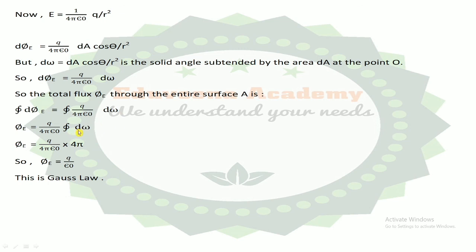Now the integration of d omega gives the result 4 pi. You have to remember this. So phi is equal to Q by 4 pi epsilon naught times the integration of d omega, and this integration gives 4 pi. So this 4 pi and 4 pi get cancelled, and we are left with phi equal to Q by epsilon naught. This is Gauss law. This is a very, very important law and has to be remembered. The application of Gauss law, we will learn in the next lecture video.